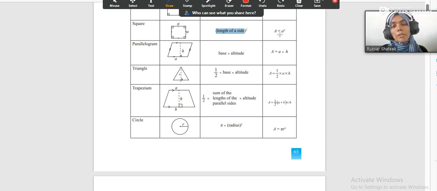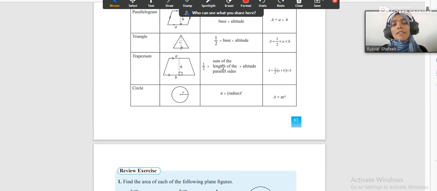And when you talk about the trapezium, it's half times the sum of the lengths of the parallel sides. When you look at a trapezium, you have a pair of parallel sides, so you have to add them together and multiply by the altitude. Altitude again is the height, or the perpendicular height between the two parallel lines. So that's how you get the area of the trapezium.